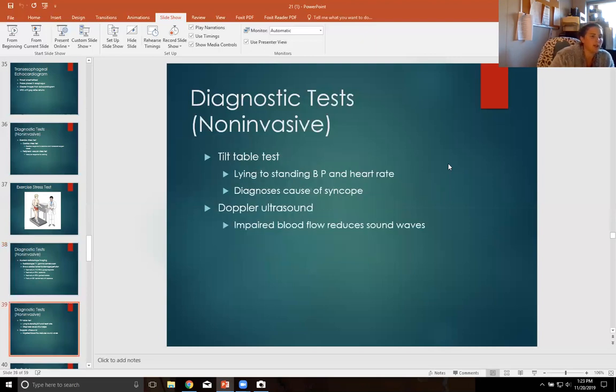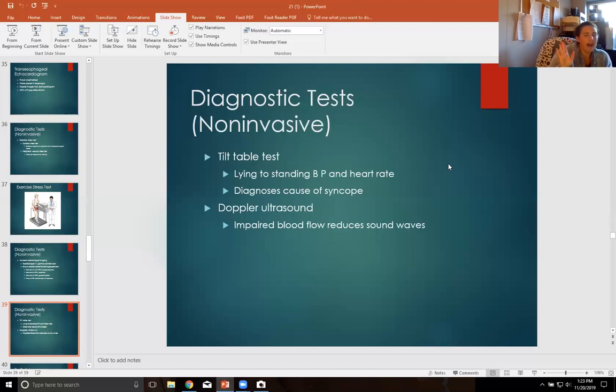So the tilt table test, that's kind of like we talked about with having our patients stand slowly. We want them to sit and dangle. In essence, we are doing the opposite of that on this table and seeing how the patient responds in a safer and controlled environment.